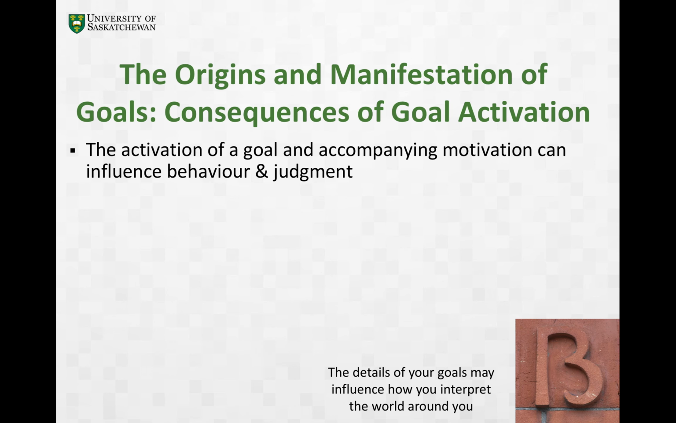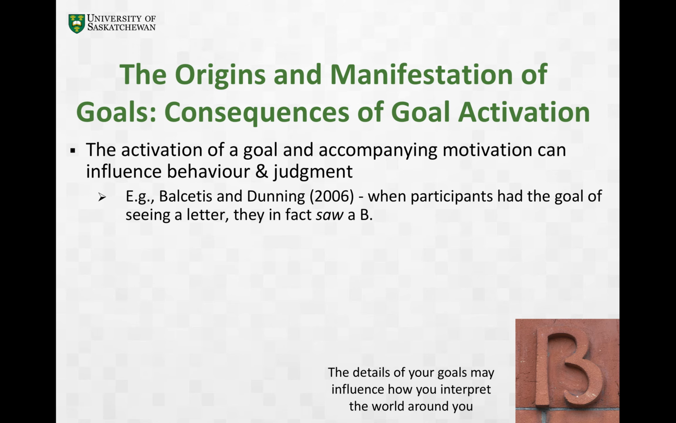Now, the interesting thing is that activation of a goal and accompanying motivation can influence our behavior and our judgment. So the textbook talks about an interesting study by Balcetis and Dunning, where participants were asked, in this little picture here at the bottom, to either see a letter or to see a number. If they were primed to see a letter, people were more likely to see a B. Whereas if they were primed to see a number, they were more likely to see 13.